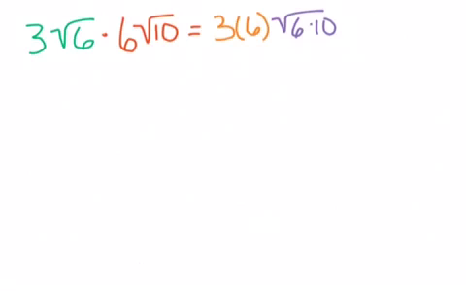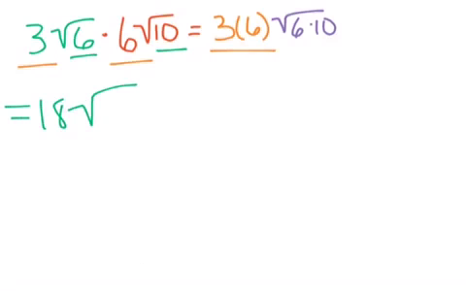So if you had 3 square root 6 times 6 square root 10, that would equal 3 times 6, which is right here. And then your radical, which would be the square root of 6 times the square root of 10, alrighty? So then that would give us 18 with the square root of 60, okay? And that's all that you would do for the multiplication part.